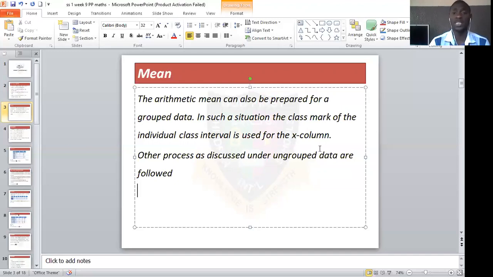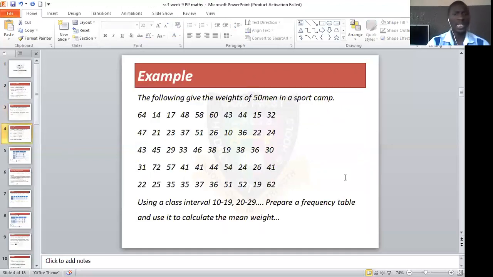That is, you show your class interval, which is the X column. Other processes as discussed under ungrouped data are followed, that is, the other parameters used in calculation. The formula on ungrouped data also applies to this. Consider this example.